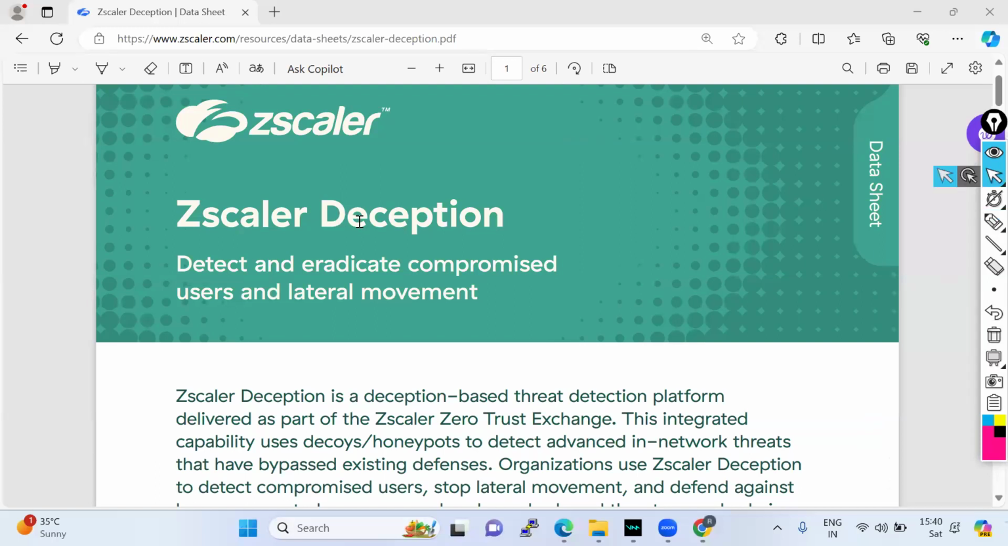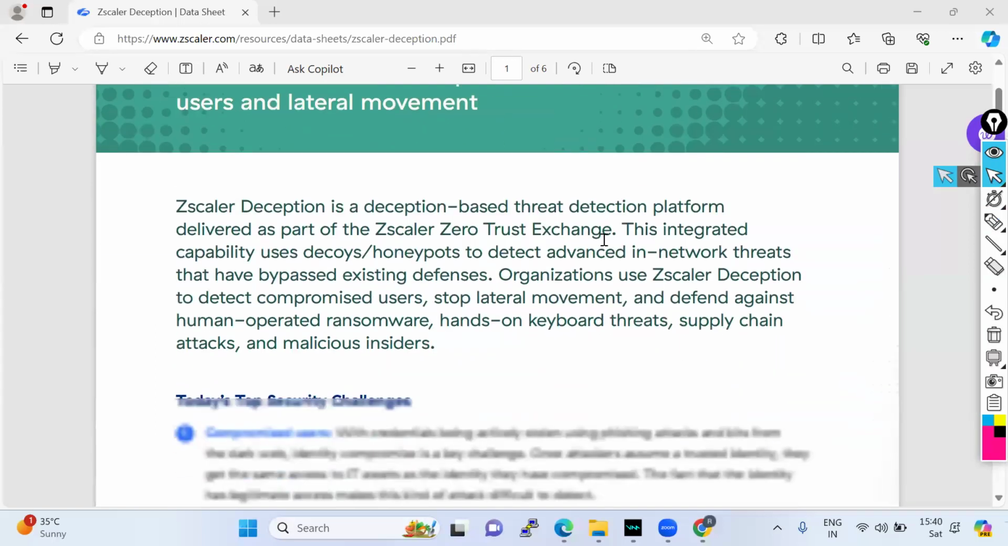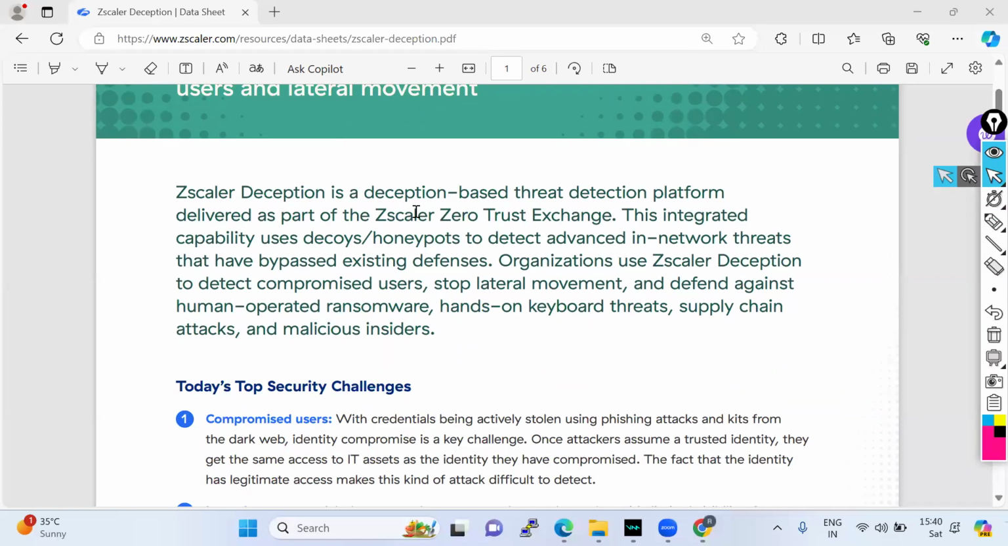This is the official Zscaler Deception data sheet. You can find it and learn about it. Zscaler Deception is a deception-based threat detection platform, delivered as a part of the Zscaler Zero Trust Exchange. If you are familiar with the Zero Trust Exchange, any communication happening through Zscaler has zero trust. Zero trust means nobody is going to understand what is happening within the network.